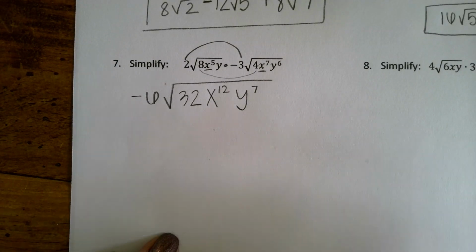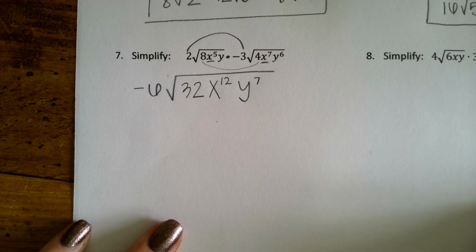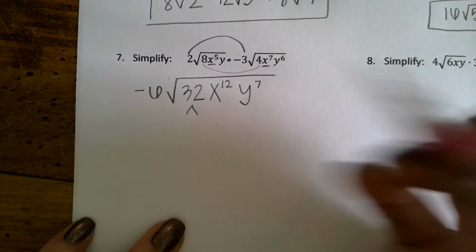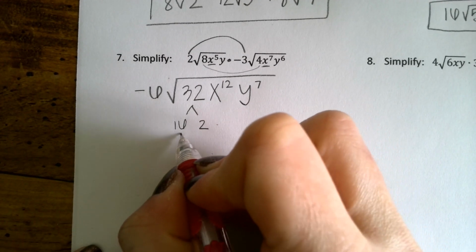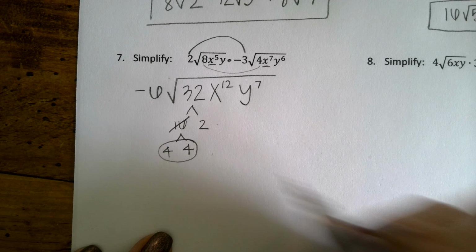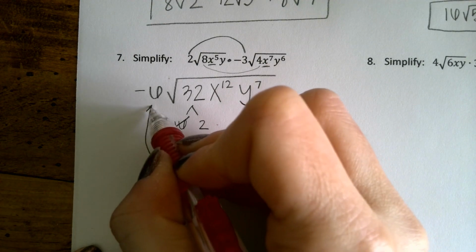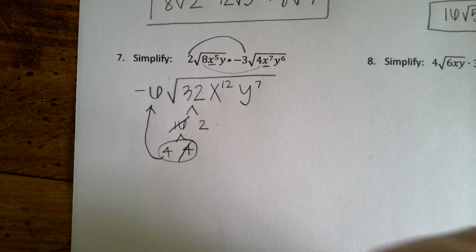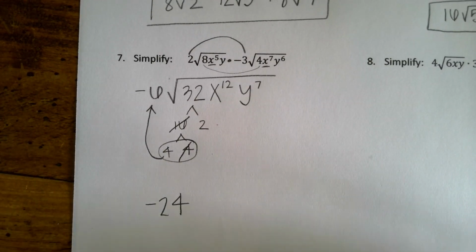From here, I want to just simplify, so it kind of turns into the problems we saw in numbers 1 through 4. So I'm going to take 32 and start breaking it down. I could do 16 and 2. 16 breaks up into 4 and 4. I'm going to stop there because I see a group. I can cross off the 4. This 4 goes on the outside. It's going to multiply with the negative 6, giving me negative 24.